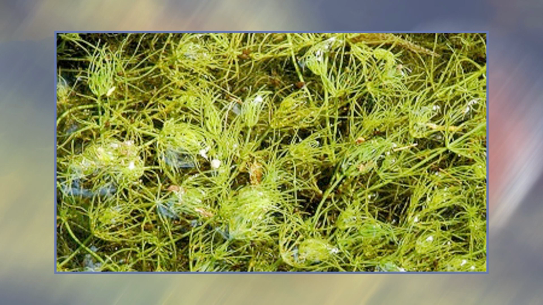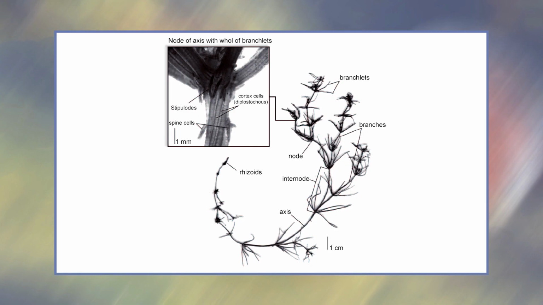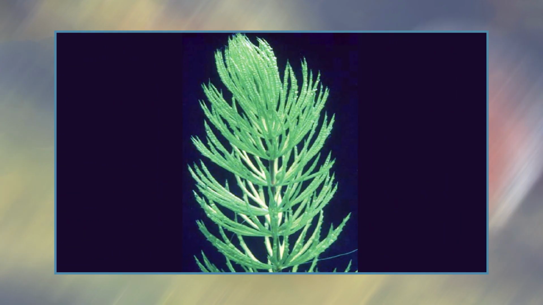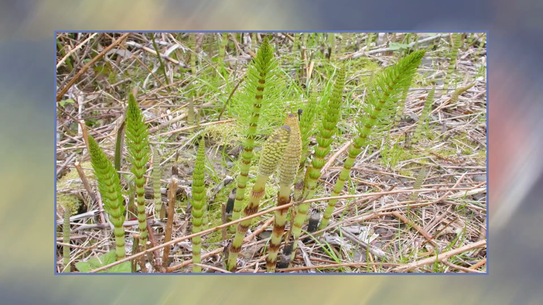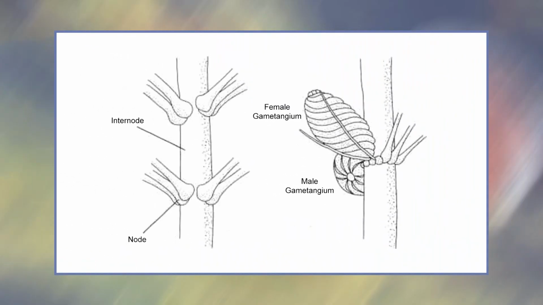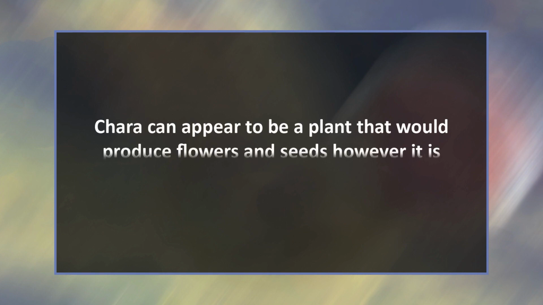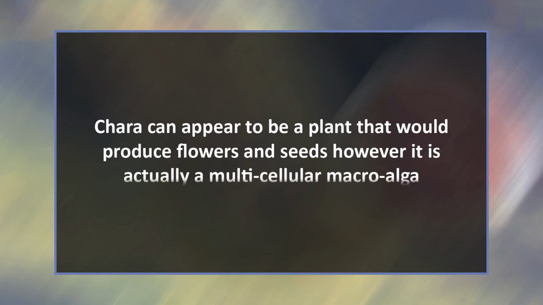Chara is a submerged aquatic alga consisting of an erect branched axis attached to the substratum by multicellular rhizoids. The plant grows to a height of about 5 to 13 cm and resembles in appearance a miniature horsetail. The plant body is differentiated into nodes and internodes. From each node, a whorl of short laterals may be limited or unlimited. Chara can appear to be a plant that would produce flowers and seeds, however, it is actually a multicellular macroalga.